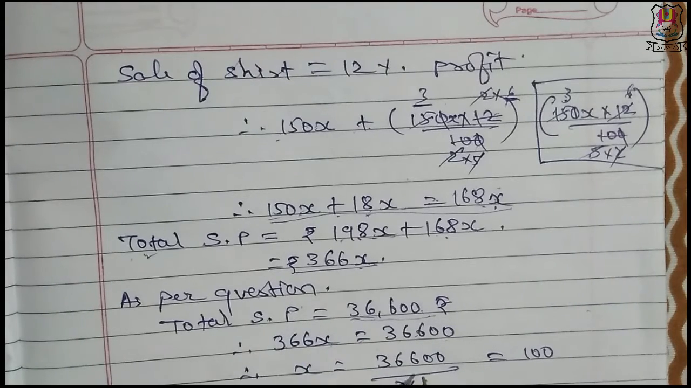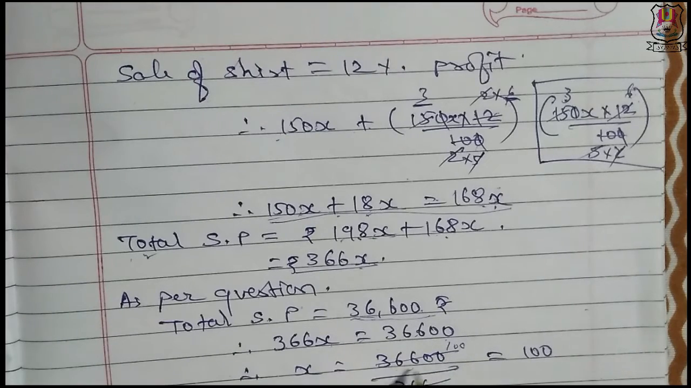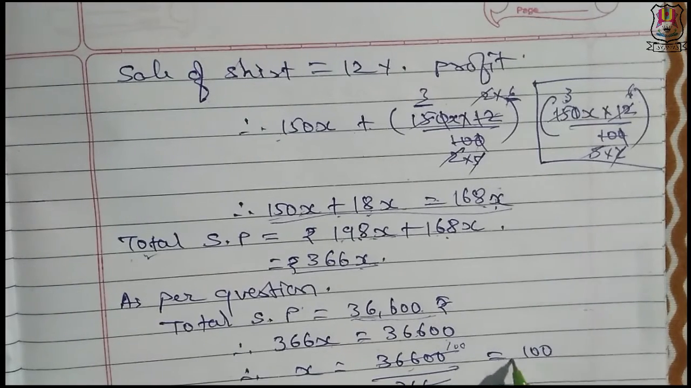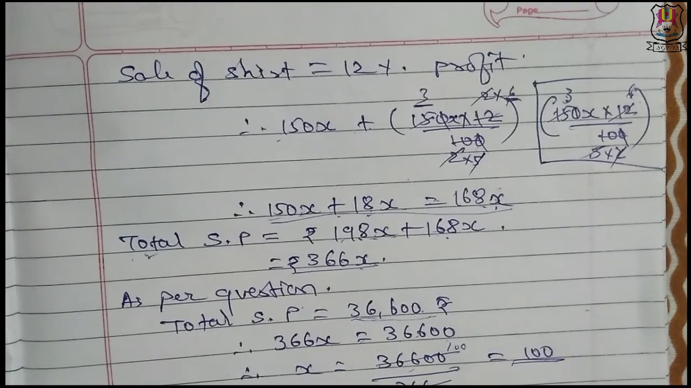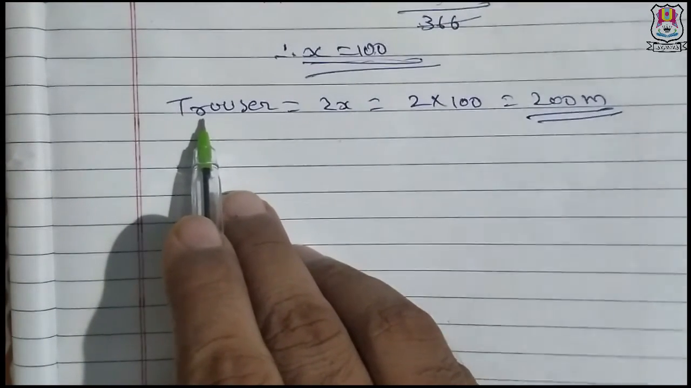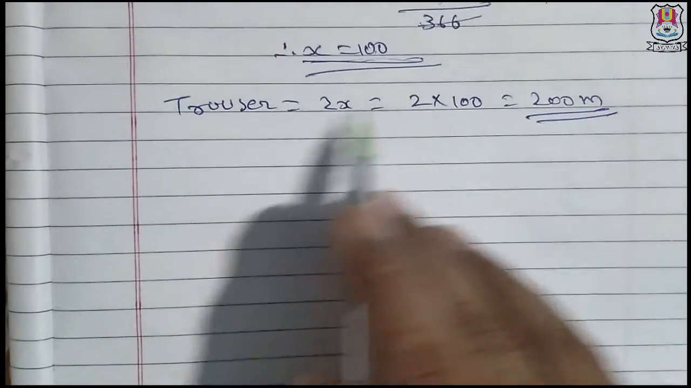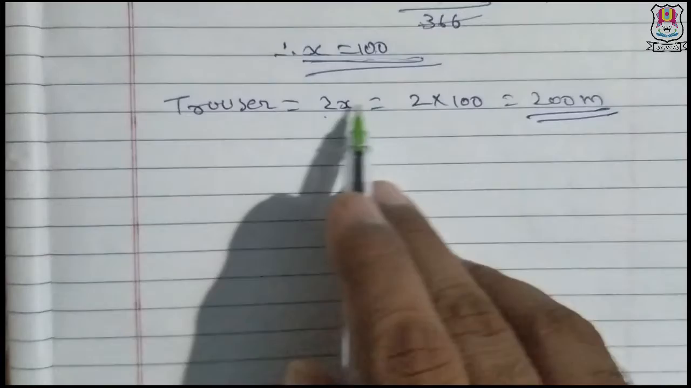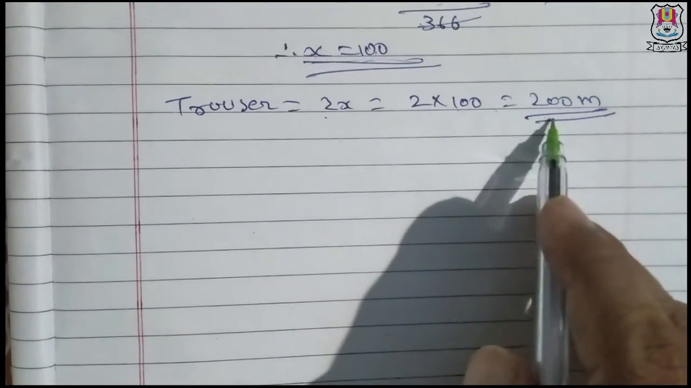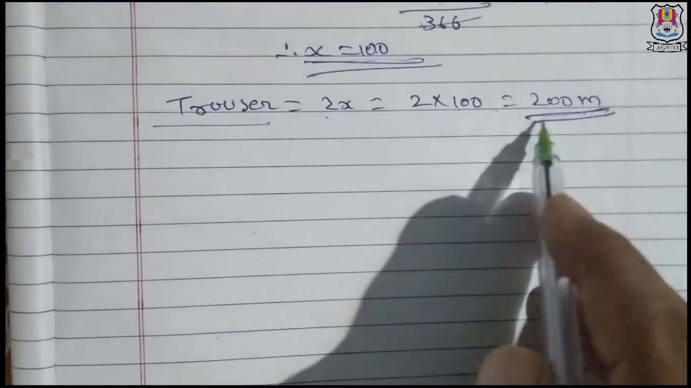This is in multiplication. If it is shifted to the right hand side, it will be in division. So x is equal to 36,600 upon 366. So 366 hundreds are 36,600. So 100 is the answer that we got. x is equal to 100. As per the question, he bought 2 meters of trouser for every 3 meters of shirt. So trouser is 2x. x is equal to 100, so 2 multiplied by 100 is equal to 200 meters of trouser he bought.